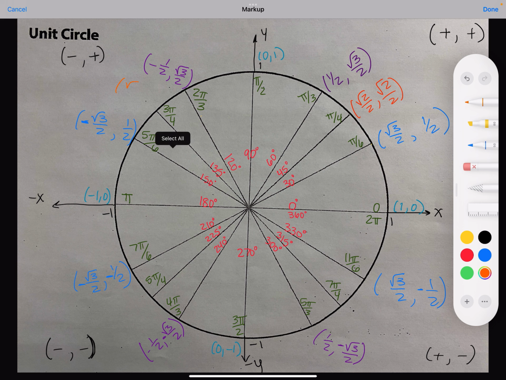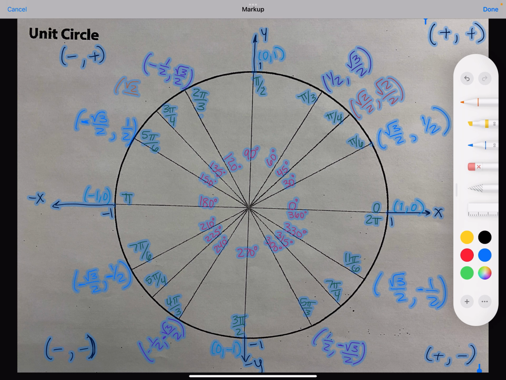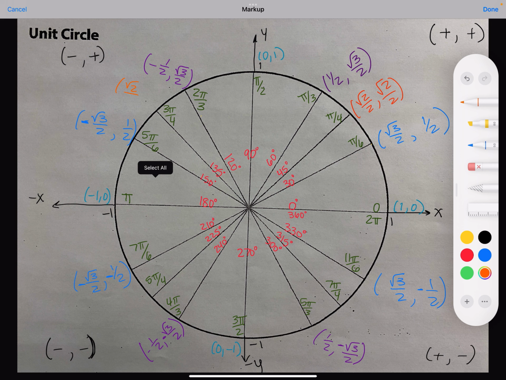Oh dear. What did we do this time? I think I just highlighted everything. Okay, root 2 over 2 and root 2 over 2. X is negative, y is positive, so it's negative root 2 over 2 and then positive root 2 over 2.